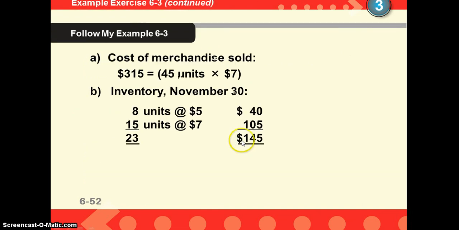So here are your answers again. Your total inventory left, you have 23 units for a value of $145. That concludes this lecture. Feel free to repeat it and go back and listen to anything you may still be unclear on.